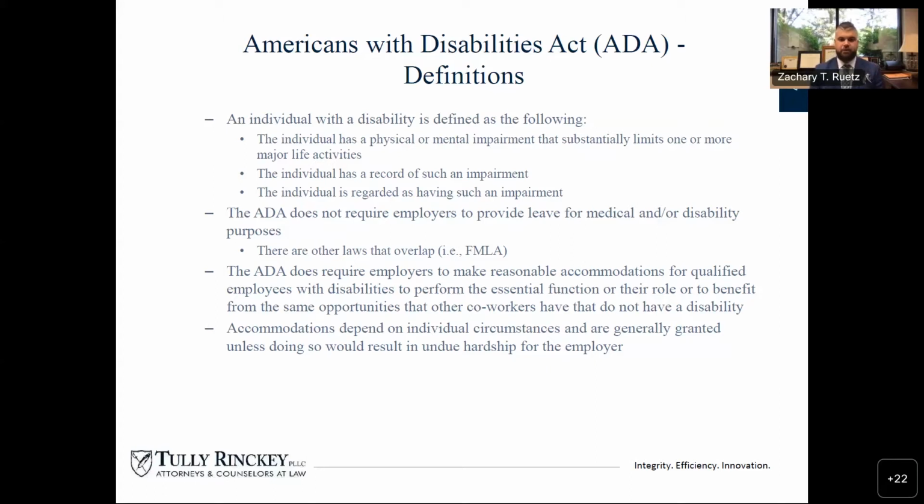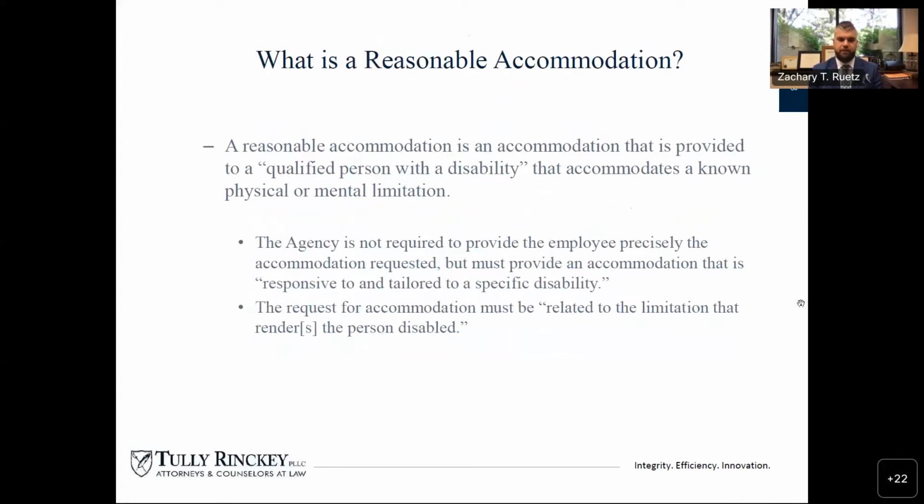The ADA does require, though, reasonable accommodations for qualified employees with disabilities to perform the essential functions of their role, or to benefit from the same opportunities that other coworkers have that do not have a disability. And those are those similarly situated coworkers. Accommodations always depend on the individual circumstances of the employee and are generally granted unless doing so would result in an undue hardship for the employer. And we'll cover that in a little bit too.